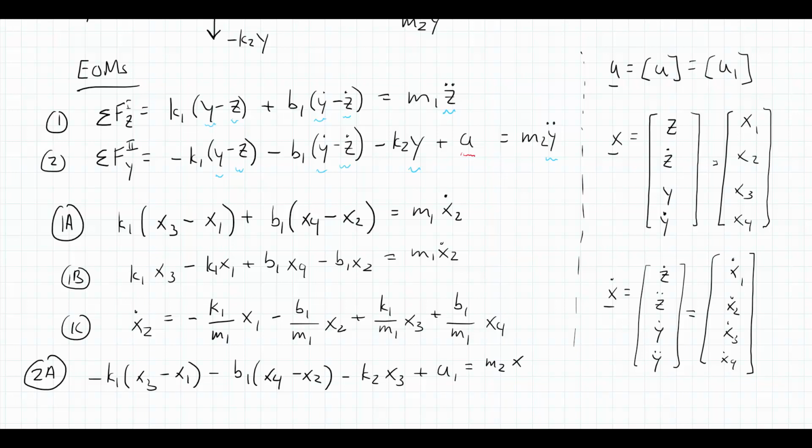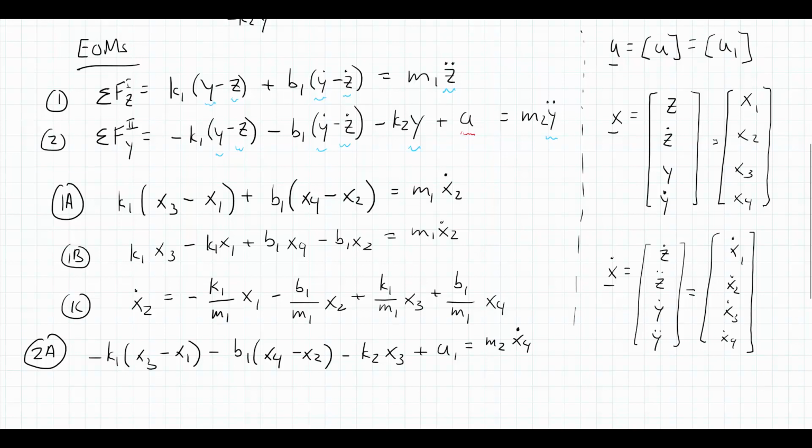Now y double dot only appears as x4 dot. So no choice to make, it has to be a derivative. That's the only place it even appears.